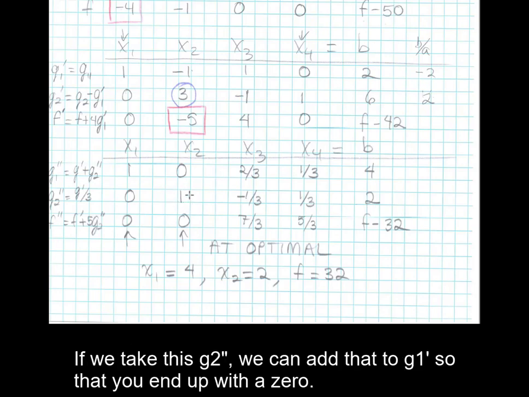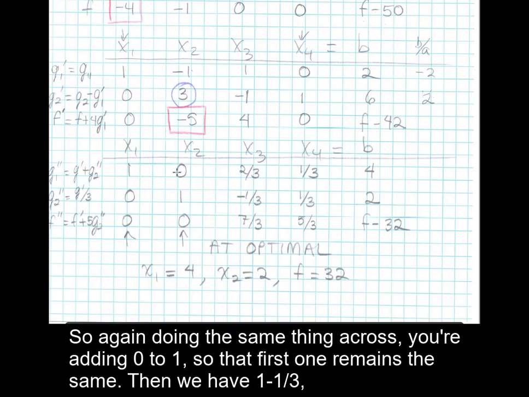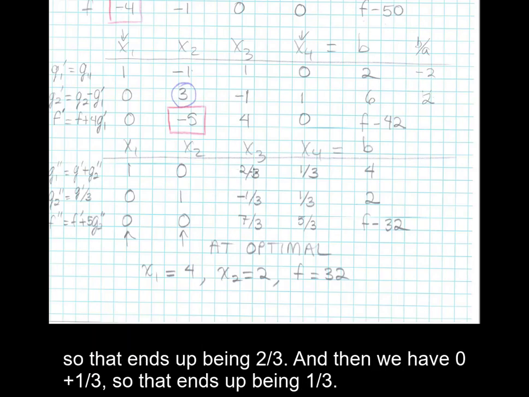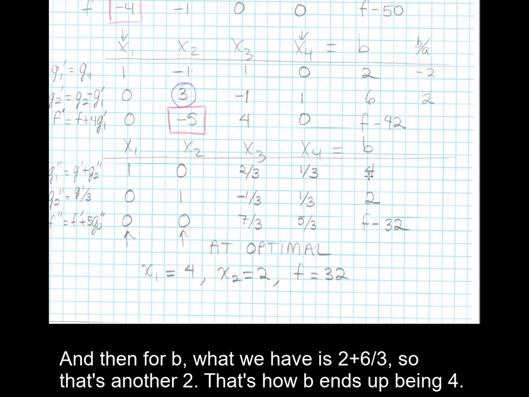If we take this G2 double prime, we can add that to G1 prime so that you end up with a 0. So again, doing the same thing across, you're adding 0 to 1, so that first one remains the same. Then we have 1 minus a third, so that ends up being 2/3. And then we have 0 plus a third, so that ends up being 1/3. And then for B, what we have is 2 plus 6/3, so that's another 2. That's how B ends up being 4.